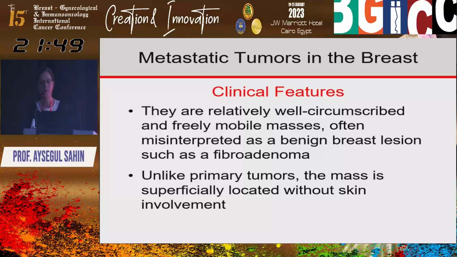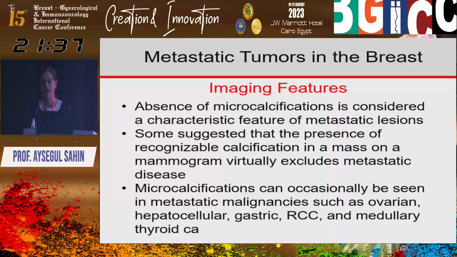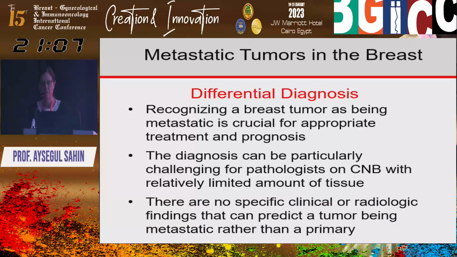Unlike primary tumors, the mass is usually superficial without skin involvement. Typically, they are described as a well-circumscribed mobile mass, but sometimes they are just like primary breast tumors. There are no specific imaging findings. In some reports, the absence of microcalcification is considered to be a characteristic, but there are many metastatic tumors, such as thyroid carcinoma and ovarian carcinoma, that can be associated with microcalcification. So just because we have microcalcifications doesn't exclude metastasis.